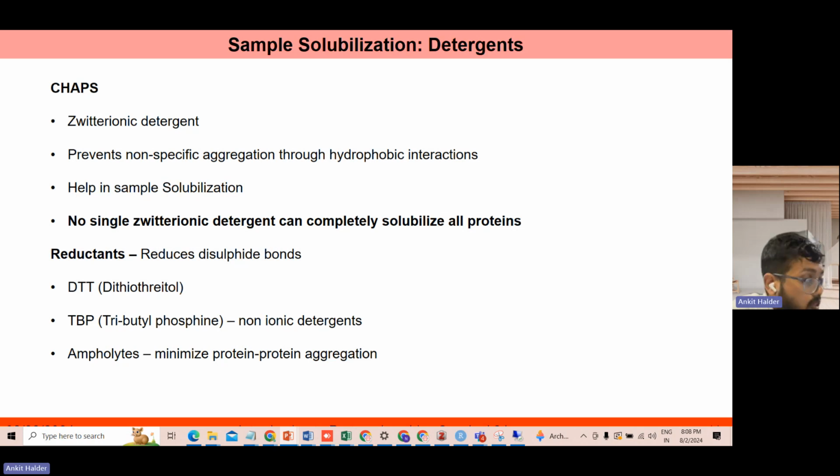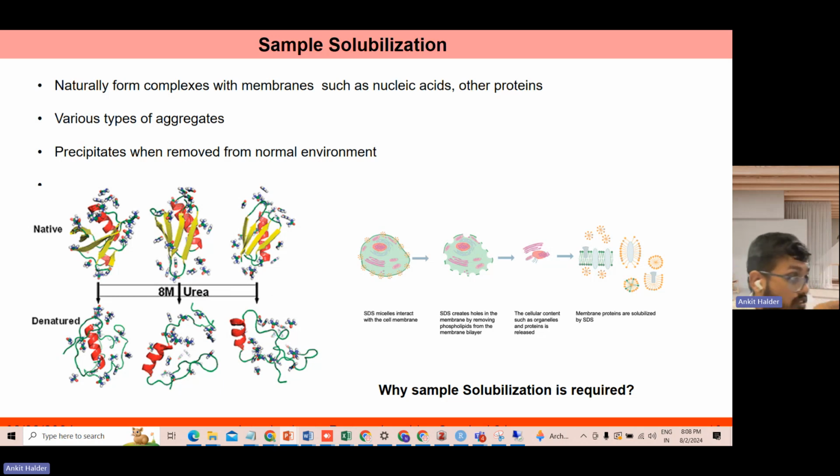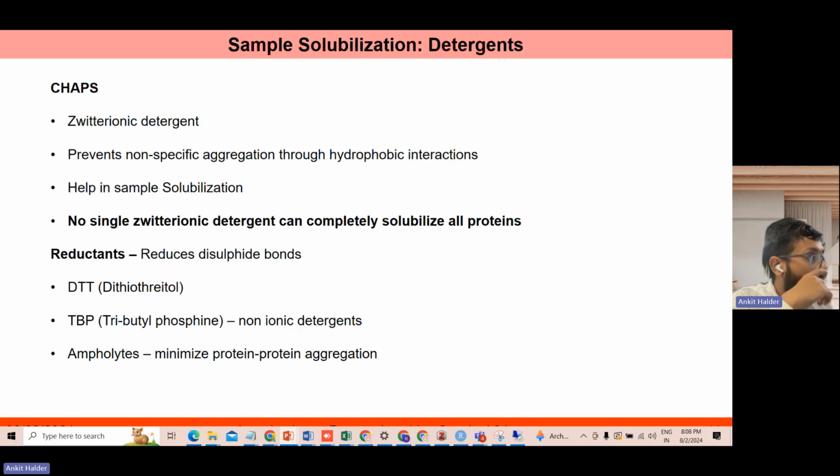Now we have looked into CHAPS. We have looked into urea. We have looked into SDS. There is a workflow given showing how it interacts with the cell membrane and how it creates holes, which also helps in denaturation using an ionic detergent like SDS for lysis, and then the solubilization of proteins through SDS. Now we have gone to CHAPS, which is a zwitterionic detergent, and it prevents non-specific aggregation and helps in your sample solubilization.